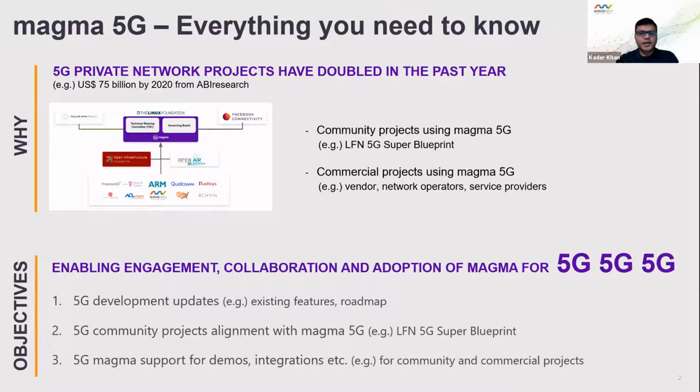So, here we are today again with the three key objectives. The first objective is we as a community wanted to ensure everyone has a good understanding of the ongoing and future 5G development activities. The second key objective is we wanted to help enable, from the Magma community, the collaboration and alignment with other community projects, like I mentioned, such as Elephant 5G Super Blueprint and other projects that use Magma for 5G. And finally, we all wanted to learn together, share and support each other in the community with demos, integrations, and so on, right? Again, the goal is to really advance the adoption of Magma for 5G.